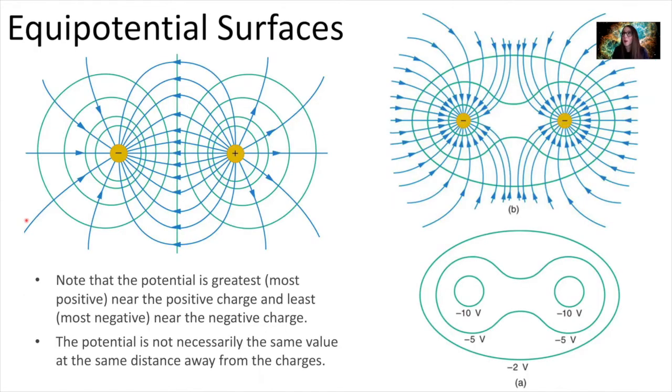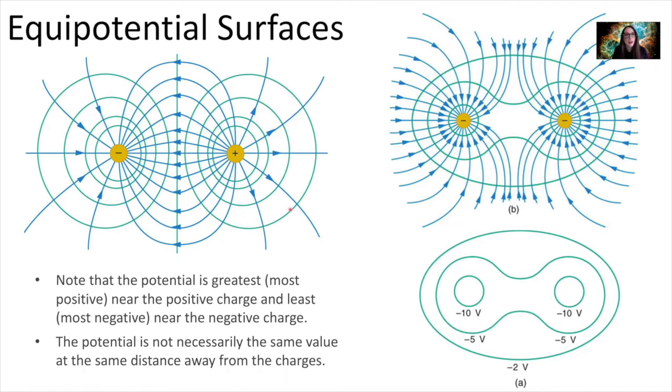Here are some more equipotential surfaces, some that are a little bit more interesting. Here we have two opposite charges. We've got the electric field coming from the positive charge toward the negative charge, and we've got our equipotential surfaces. Right down the middle, we have an equipotential surface between the two. At that point, the electric field is exactly perpendicular to this equipotential surface and pointing off to the left.